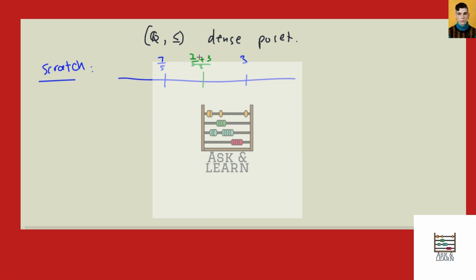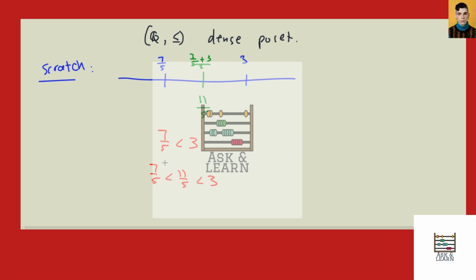That would be 15 plus 7, 22. So it'd be 22/5 over 2. So that would be 11/5, if I'm not mistaken. So what we have now is that we had originally 7/5 less than 3, but now we have 7/5 less than 11/5 less than 3.